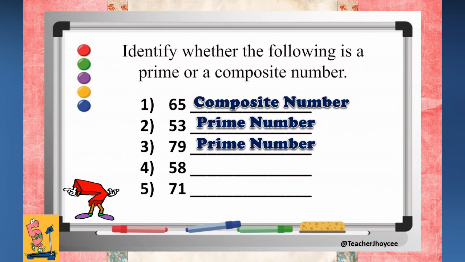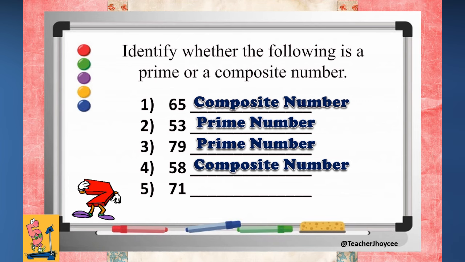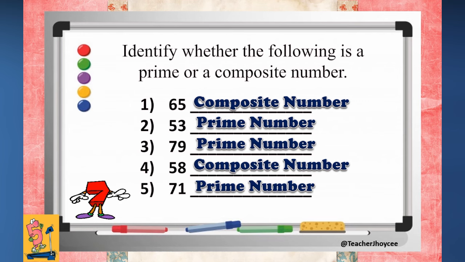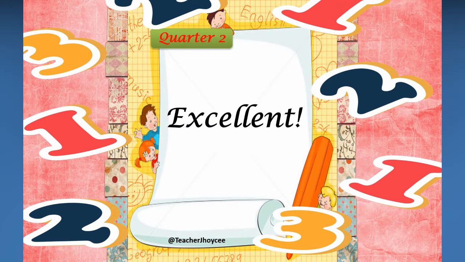Next is 58. It has more than 2 factors, therefore it is a composite number. And the last one is 71. Its factors are 1 and itself, so it is a prime number. Did you get the correct answer? Excellent! That's all for today.